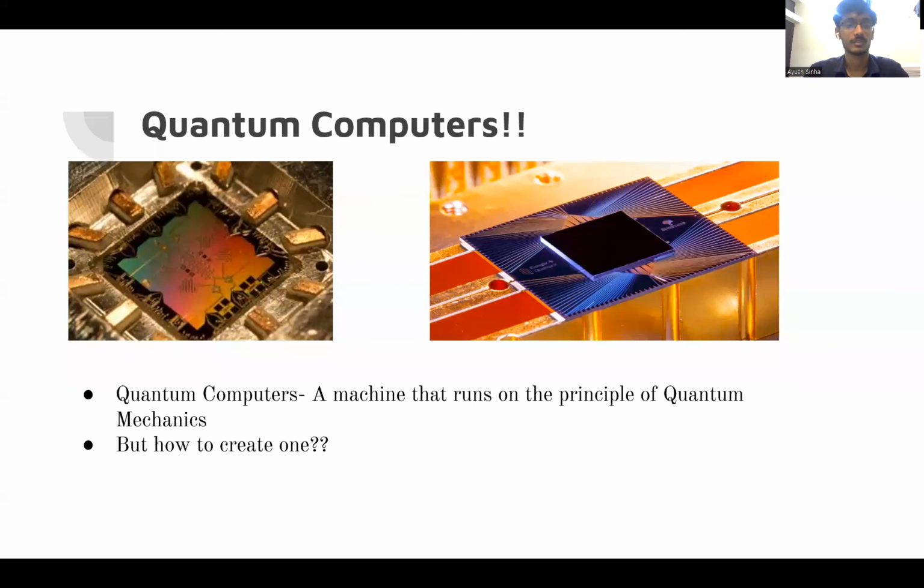So the motivation for this is quantum computers. What is a quantum computer? Basically, quantum computing is a type of computation that uses the collective properties of quantum states, such as superposition, interference, and entanglement to perform calculations. And the devices that perform quantum computations are known as quantum computers. But the age-old question remains as to how to create a quantum computer.